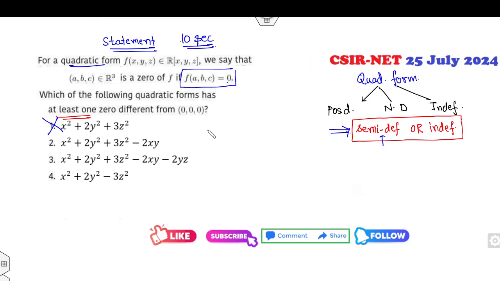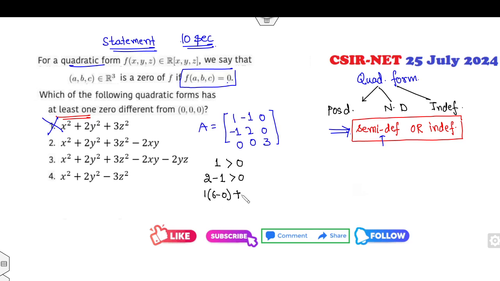Look at the second option. If I write the matrix corresponding to this, 1, 2, 3, and this is the minus xy term, so this is the x, this is the y, and the rest of the values are 0. If you are able to find the eigenvalues, then you can do it, but I think it's very simple if you find the principal minors. The first principal minor is 1, which is greater than 0. The second principal minor is 2 minus 1, which is again greater than 0. The third principal minor is 6 minus 0 plus 1 minus 3 minus 0. That will be 6 minus 3, again greater than 0. That means it is positive definite. So this option is also cancelled.